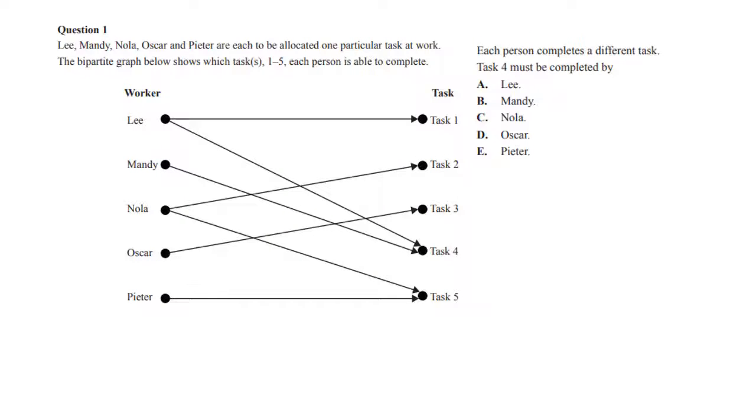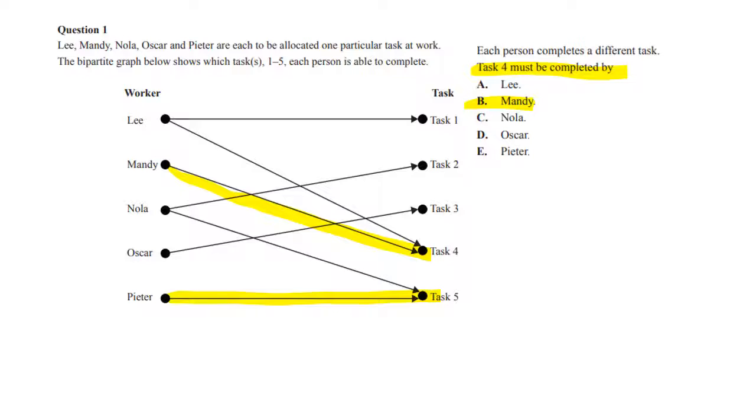Not many actual questions about bipartite graphs. You still need to use them when you do the Hungarian algorithm, but let's have a quick scan of our question. Now we've got 5 things here, but we can see that Peter must get task 5, and Mandy's only got 1 arrow, so Mandy must get task 4. So straight away, we want to find out who gets task 4. Well, it's Mandy.